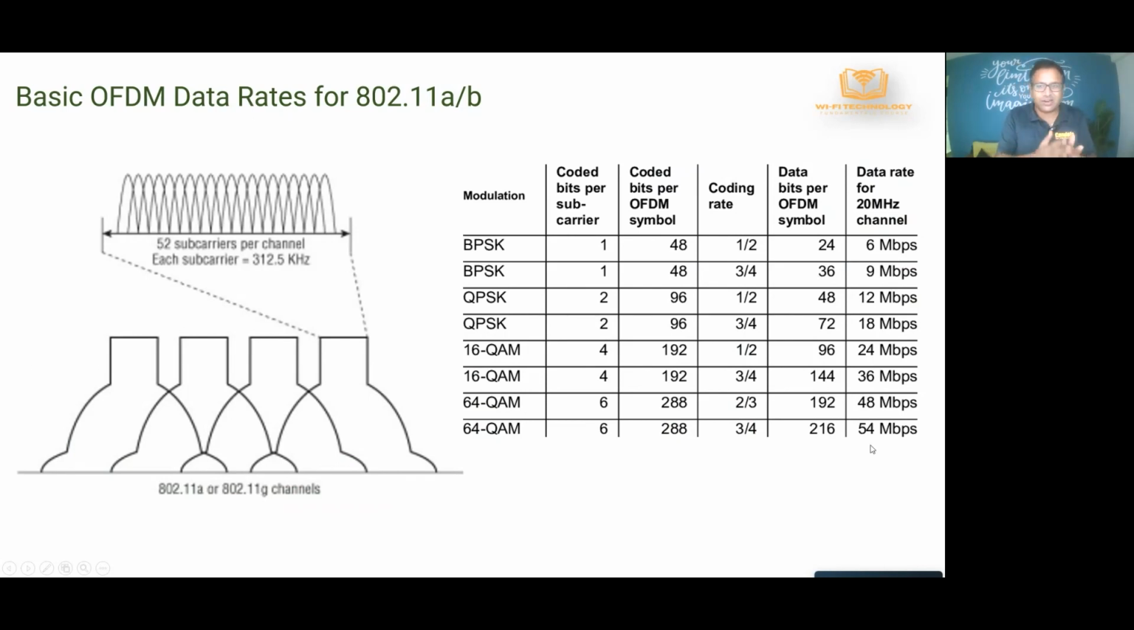Now, it's not just that. There are other things we also vary. We vary the coding rate, we vary the MIMO types, we vary a number of other things to get higher data rates. All those things I'll cover in the next sections. But OFDM is one of those methods that helps you get to higher data rates and use the spectrum more efficiently.